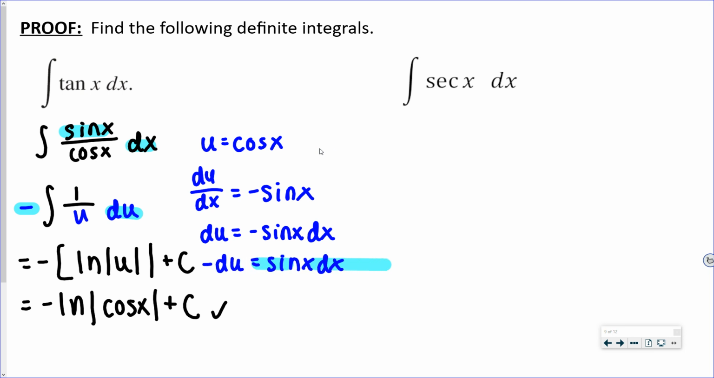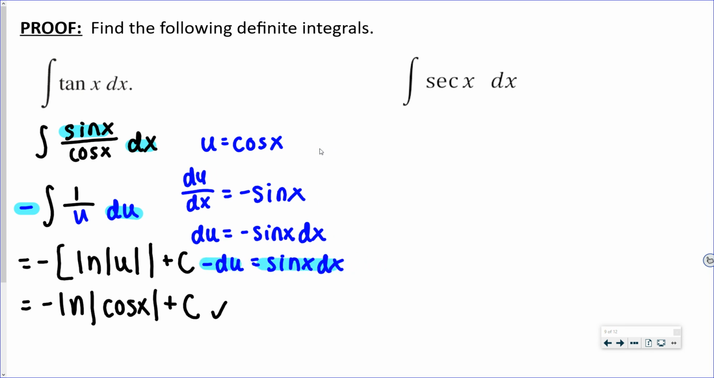This one's a little bit more intense, this next one. So I'm going to give myself some room here. Secant. So if this was secant squared, this would be really quick and easy. The antiderivative is just tangent, but it's not. It's just secant. Unfortunately.